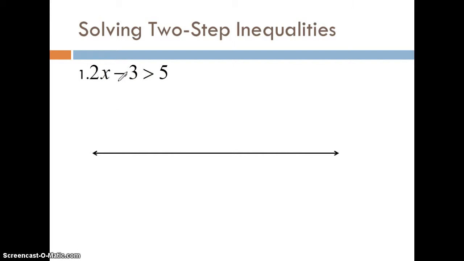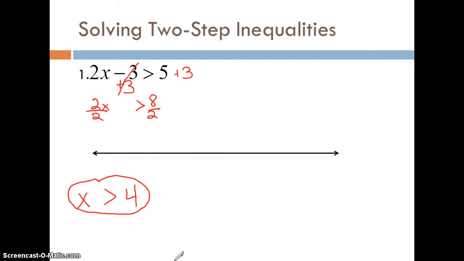Let's get rid of the constant first by adding 3 to both sides. These 3's will cancel out, and you'll be left with 2x. Keep that inequality, and 5 plus 3 is 8. Last up, divide by 2, in which x, you keep the inequality, and 8 divided by 2 is 4. So your answer is x is greater than 4.